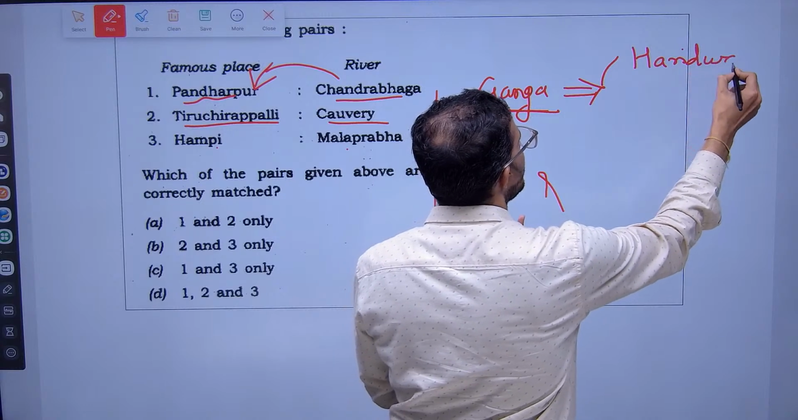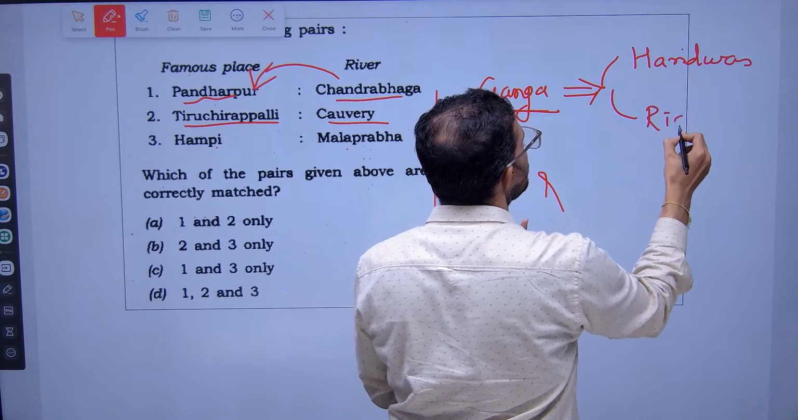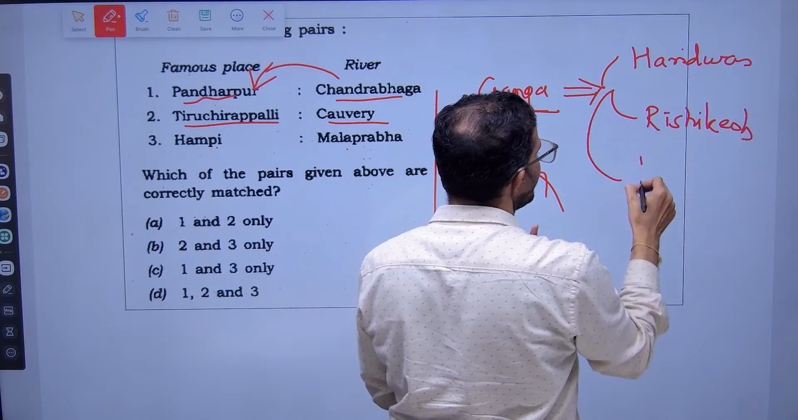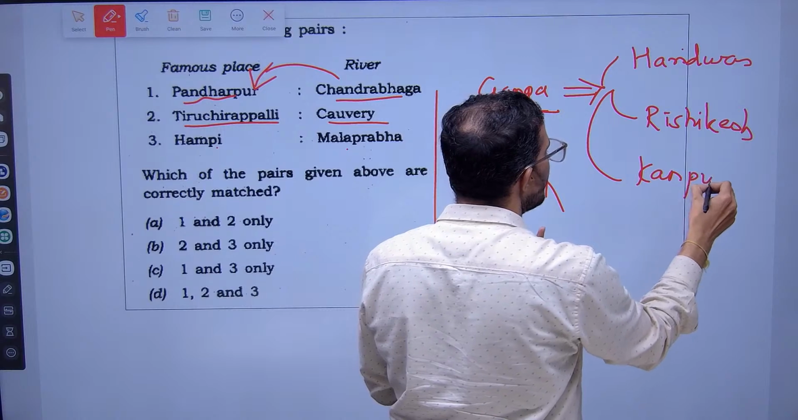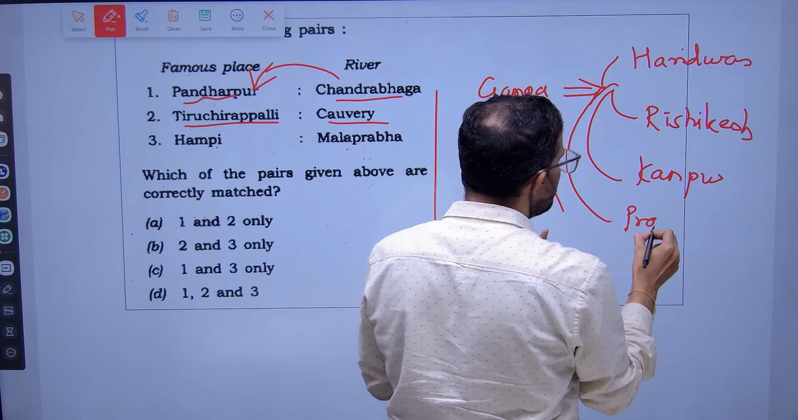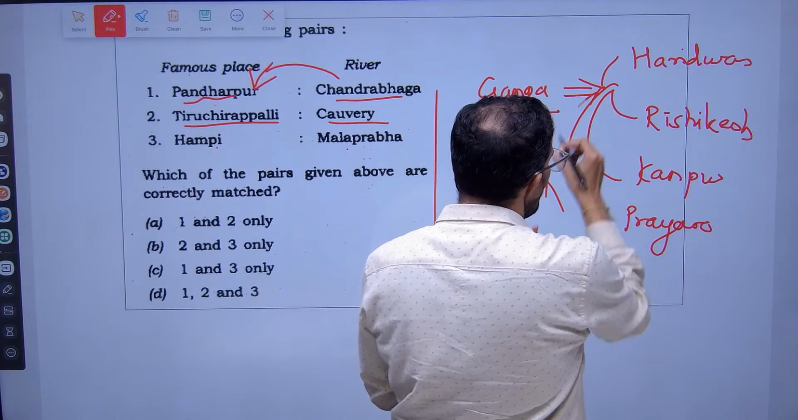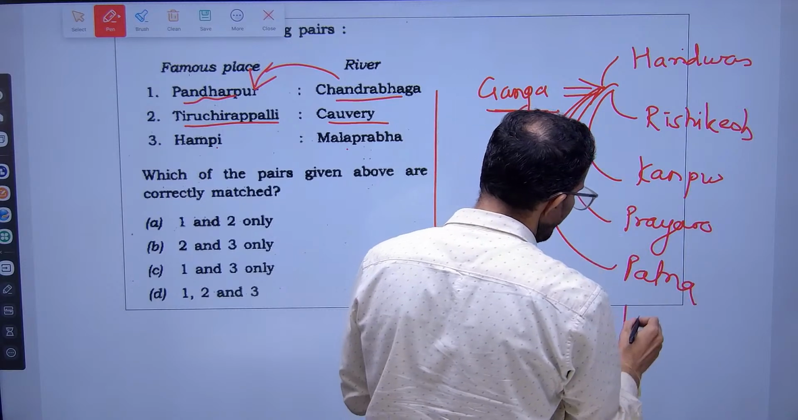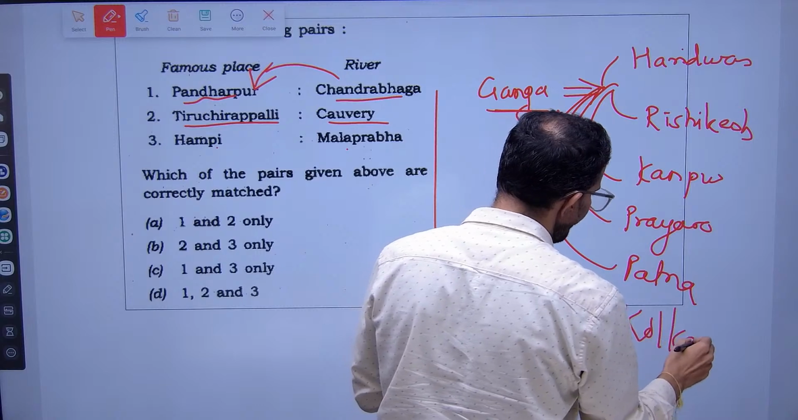Have you heard about Haridwar? Then Rishikesh, which is situated on the banks of the river. Then Kanpur. Then which one? Prayagraj, Patna, and which one? Kolkata.